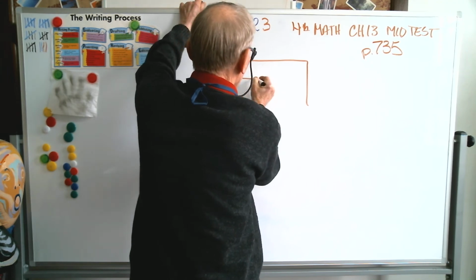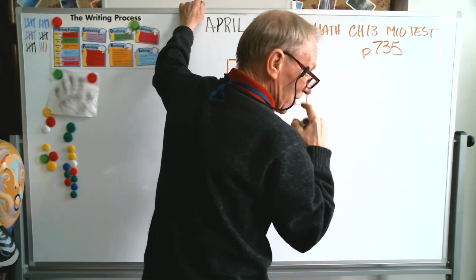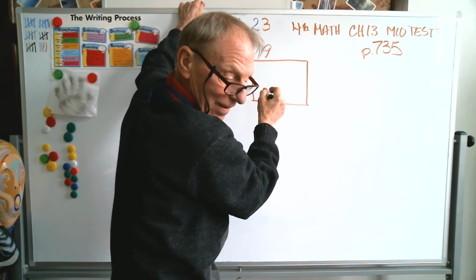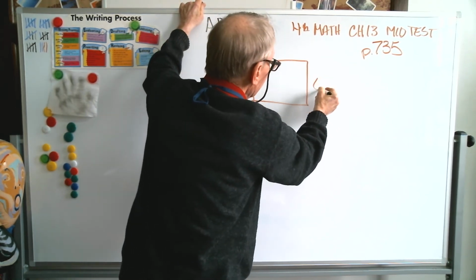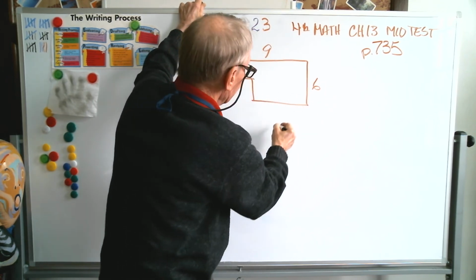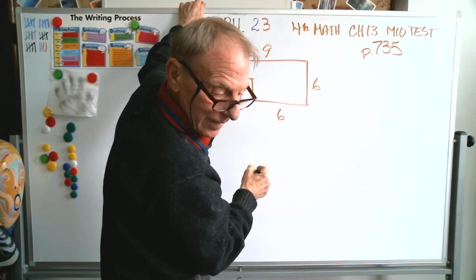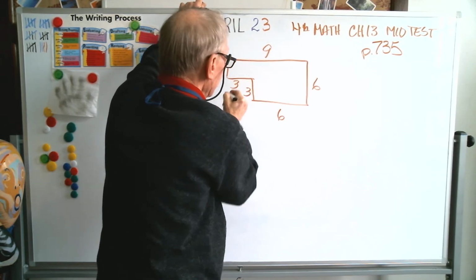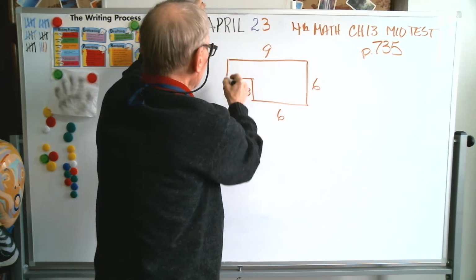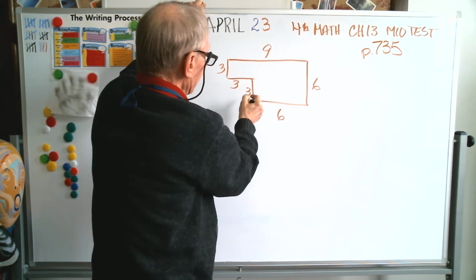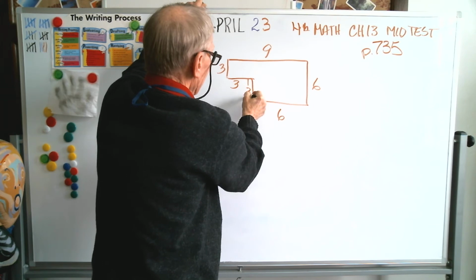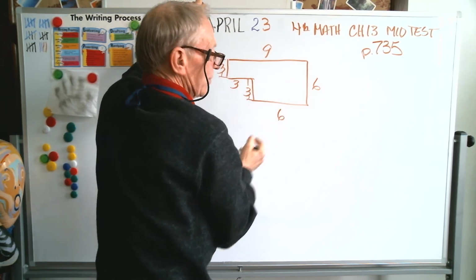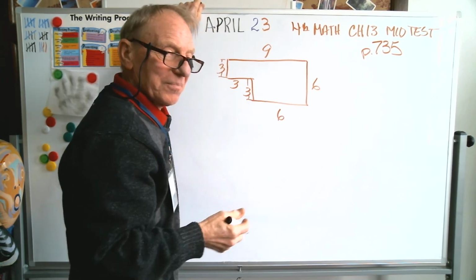So there's our shape. And our dimensions are 9 feet, 6 feet. This is 6 feet. This is 3. This is 3. And this is 3. And that makes sense because from here to here is 3, so from here to here, 3 plus 3 equals 6. So we know that's right.